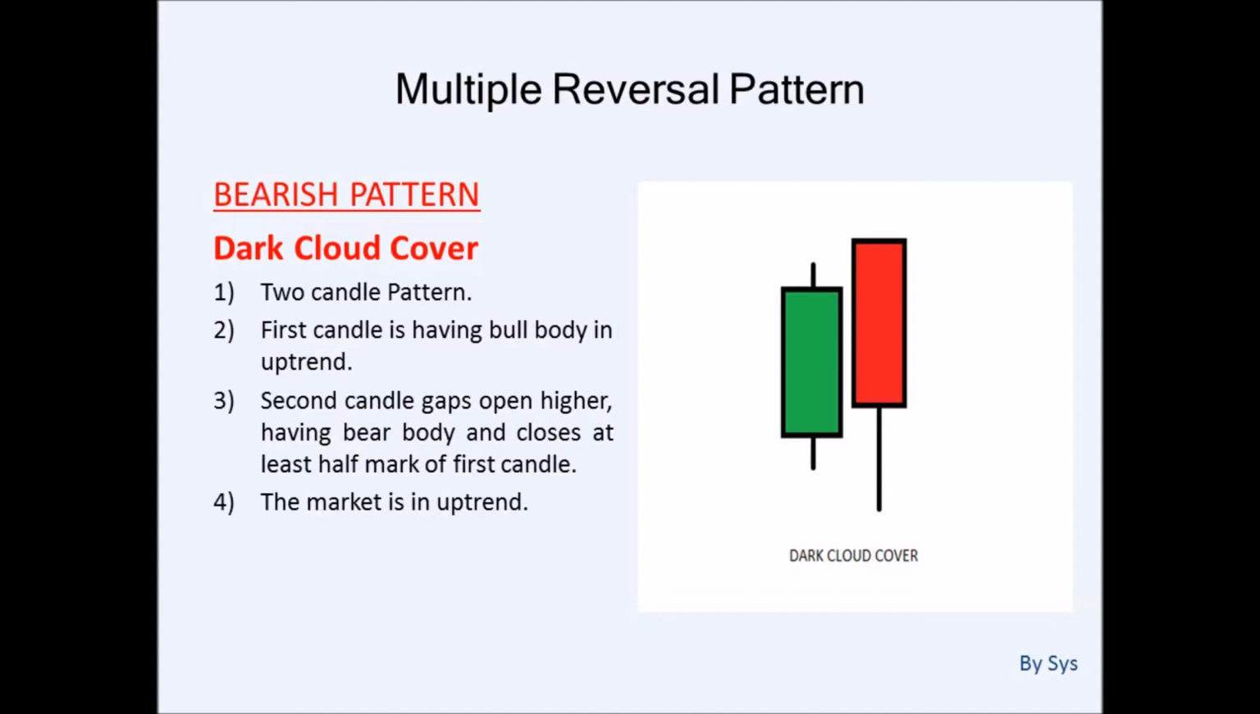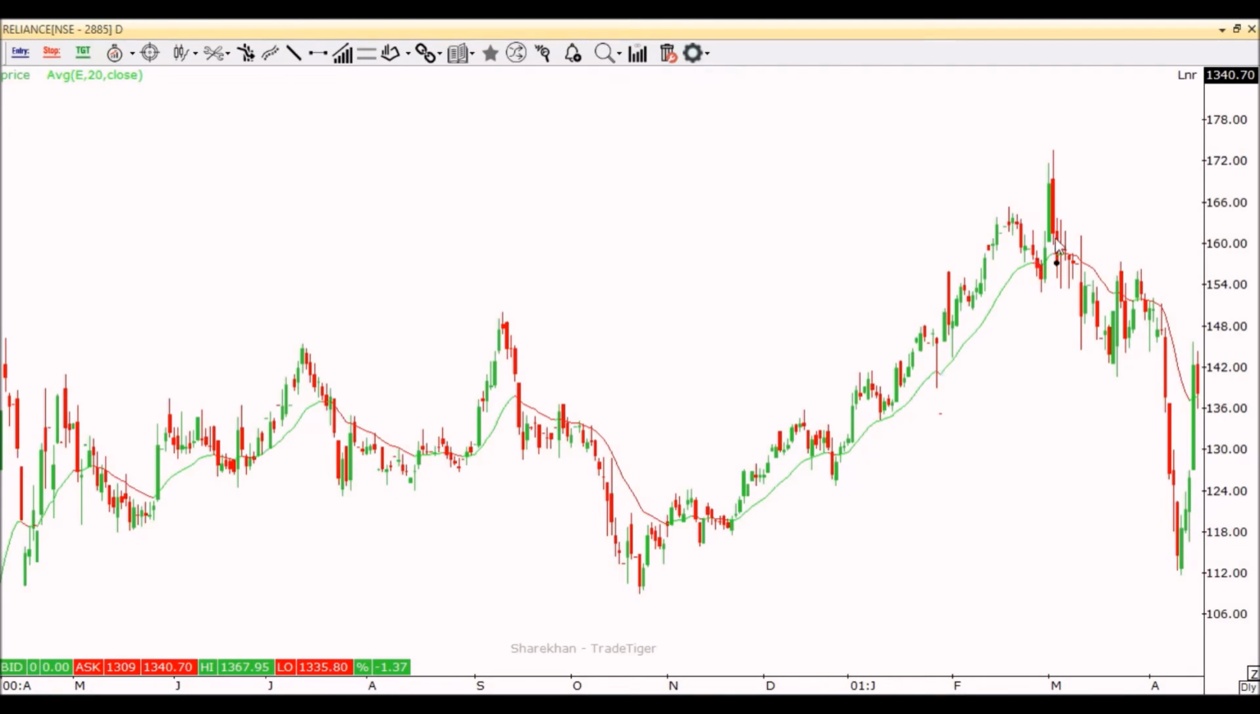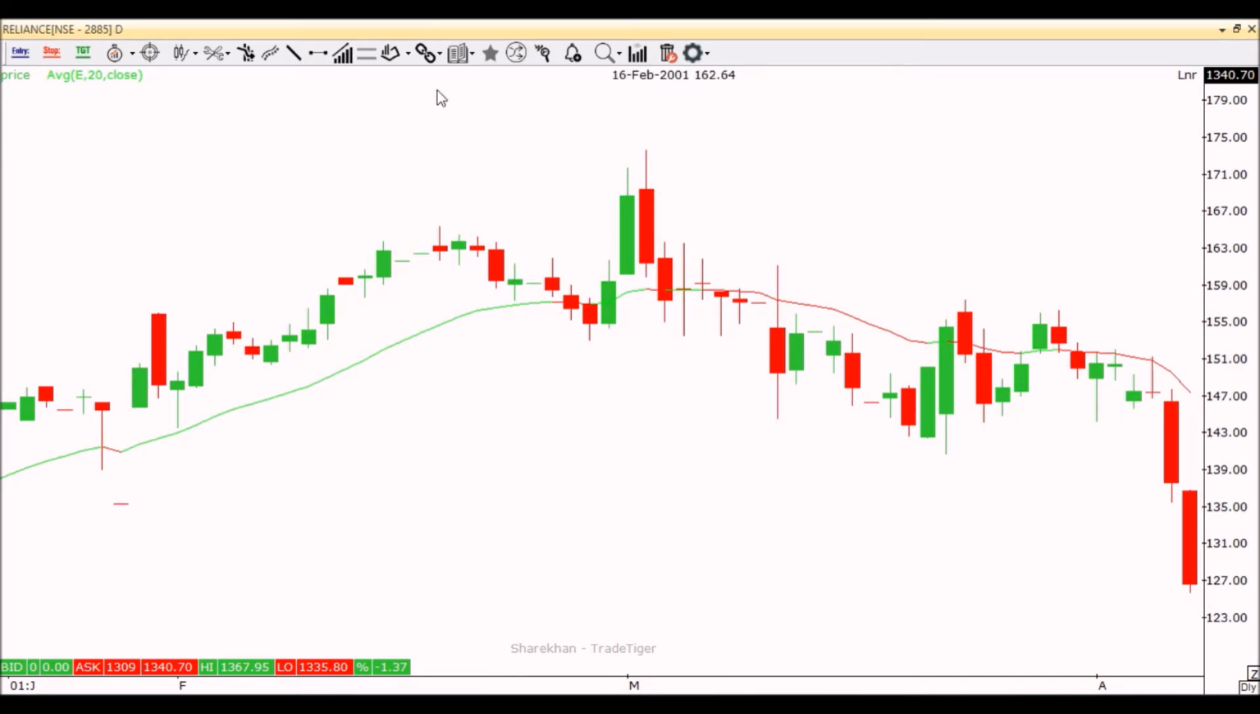Dark cloud cover is a two candle reversal pattern. The prerequisite is that the trend should be upward, an uptrend. The first candle is a bull candle, or a candle having a bull body. The second candle gaps open higher, that is, above the close of the first candle, and should be a bear body and closes at least half of the first candle. Here I am again emphasizing that the confirmation is a must.